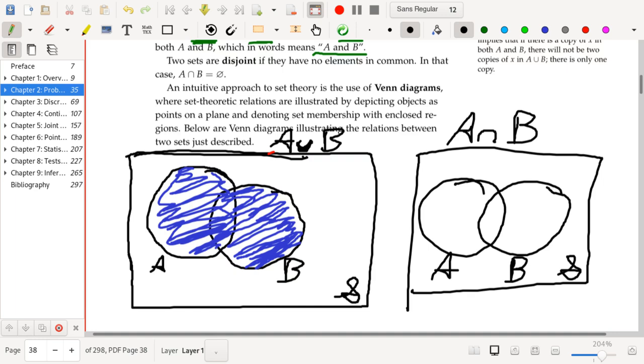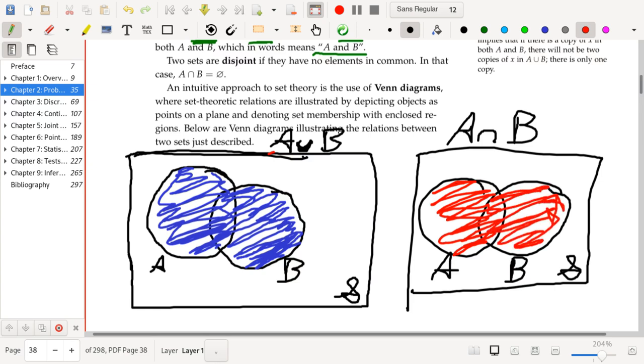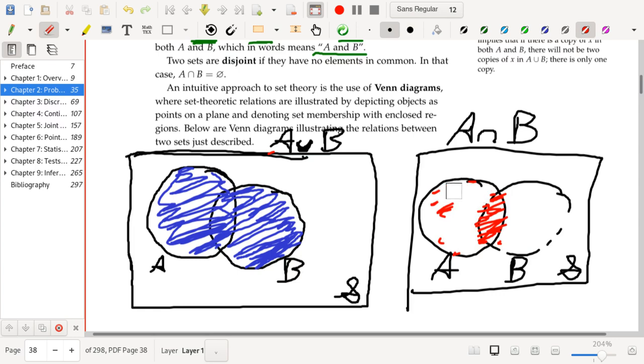So you could imagine here, I draw something on A, and I draw something on B, and then I'm going to erase from the picture the region that was in B but not in A. And I'm going to erase from the picture the region that is in A but not in B. And what's left is going to be the region that corresponds to A intersected with B.